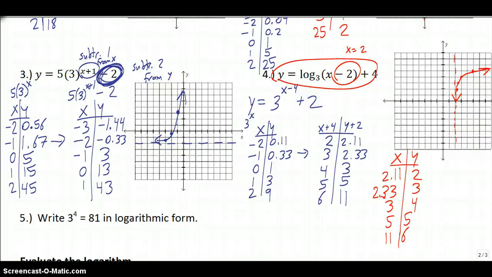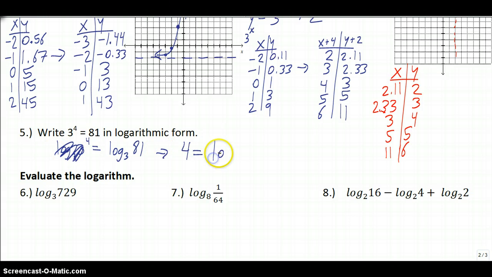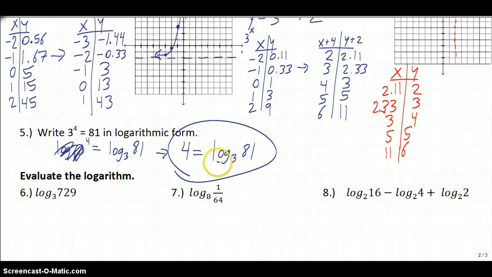All right. Oh, right, 3 to the 4th equals 81 in logarithmic form. That's not so bad. To undo the 3 to the 4th, I'm going to take the log base 3 of both sides. And the reason for that is because the log base 3 of 3 cancels. So it becomes 4 equals log base 3 of 81. And that's my final answer. That's logarithmic form. To go backwards from logarithmic to exponential, you would bump that base.